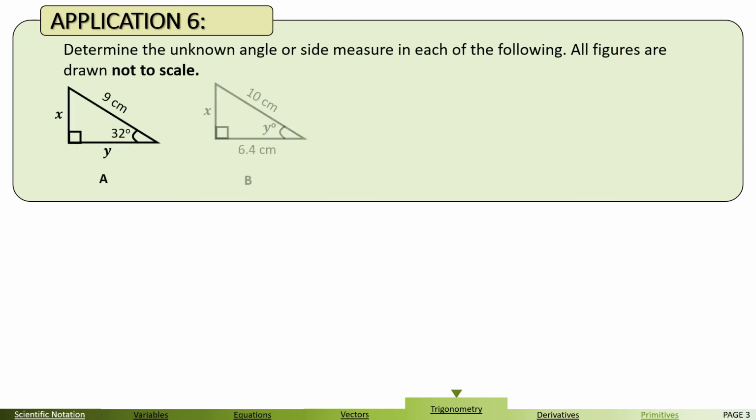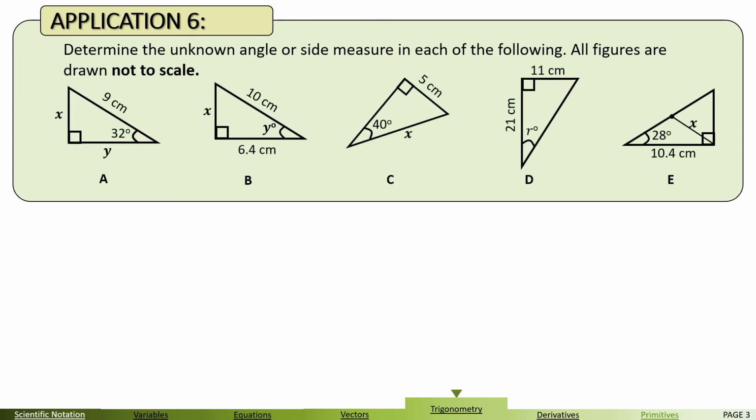As an application to the previous part that we have seen, solve application 6. Determine the unknown angle or side measure in each of the following cases. All figures are drawn not to scale. So in each situation you need to find either an angle or a side depending on the given. Try to solve this and discuss your answers with your instructors.